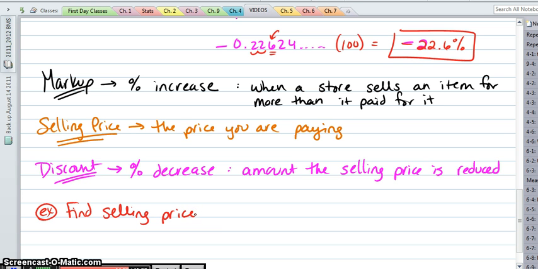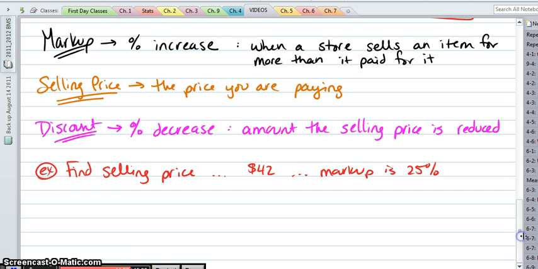If a store pays $42 for a pair of rollerblades and the markup is 25%. So the selling price, that's the price that you're going to pay. The store just bought these rollerblades for $42, but of course they need to make some money, so they're going to sell it for more than $42. And we need to figure out what that selling price is if we know the markup is 25%.